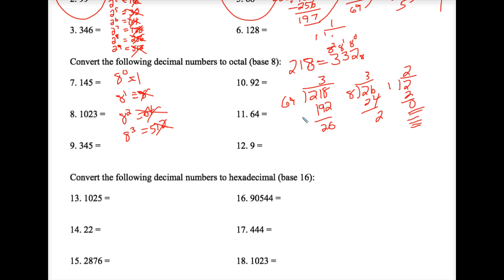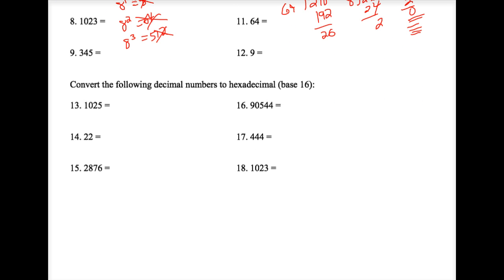Okay, let's do a hex problem. Okay, for this last type of problem, I'm going to actually do problem number 15. So we have a decimal number 2,876. We want to convert it to base 16. We need a cheat sheet. So here's my cheat sheet.